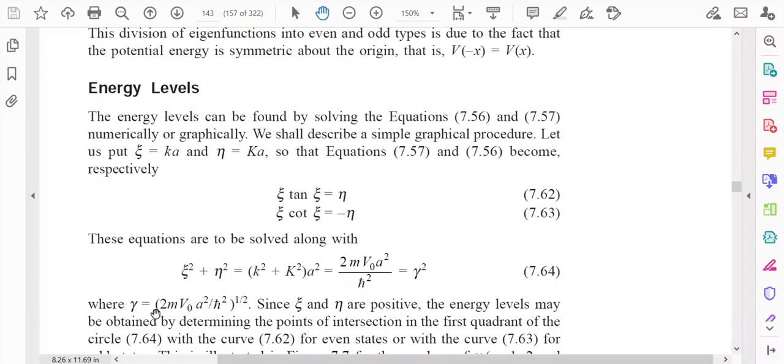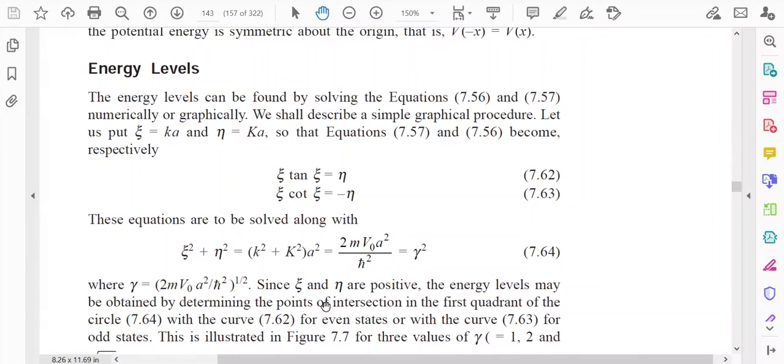So gamma will be (2m V0 a square divided by h cut square) to the power half. We have considered that the value of this function is equal to gamma square. Now you see the value of the quantity gamma depends on the values of these parameters, that is small m, V0, a, and zeta and eta are positive.